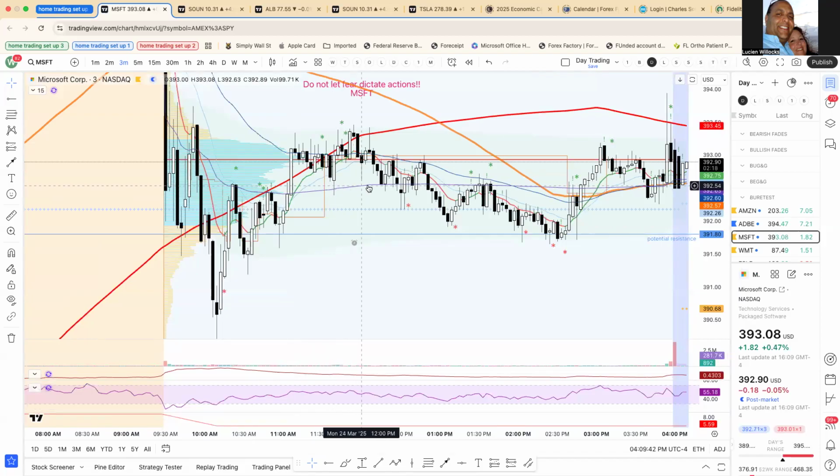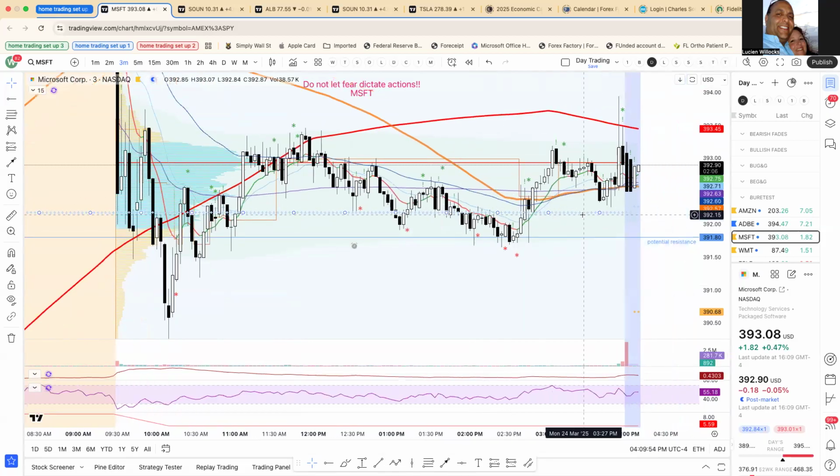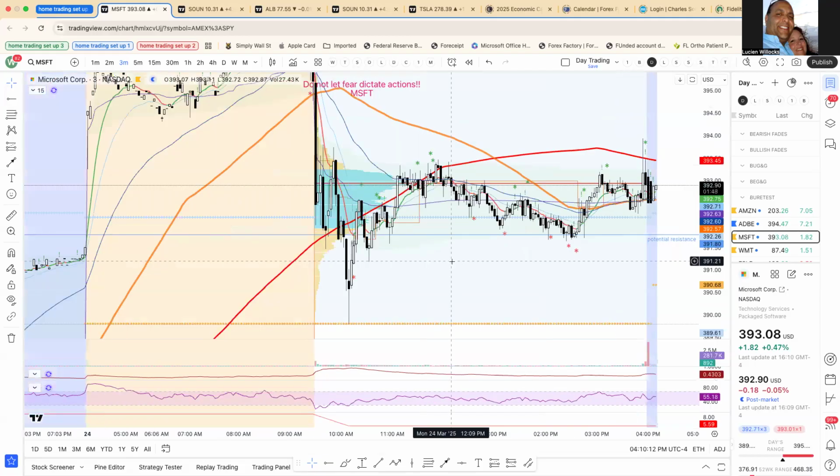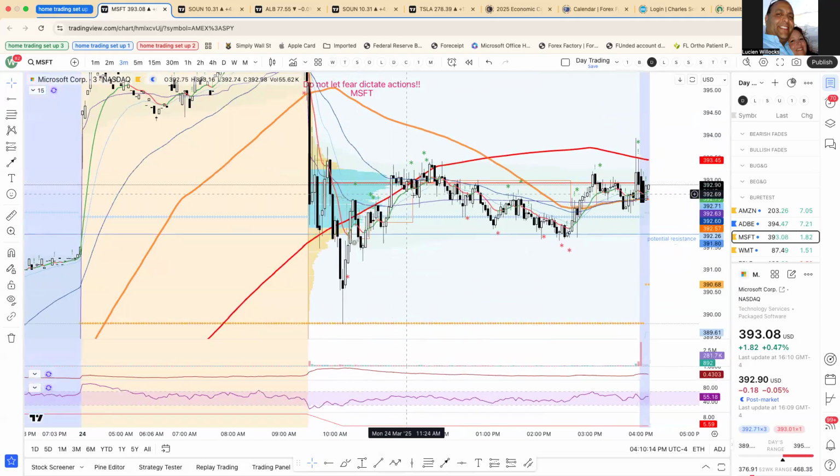You've got support here, you've got some support here. It's kind of dancing around the VWAP in here, comes up here, got a little bit of resistance there. And then over here towards the end of the day, again, we've got this chop right around VWAP. As you can tell, it does have some movement in here, but for the most part, it never got away from VWAP today on Microsoft. So this would not have been a stock I traded today.